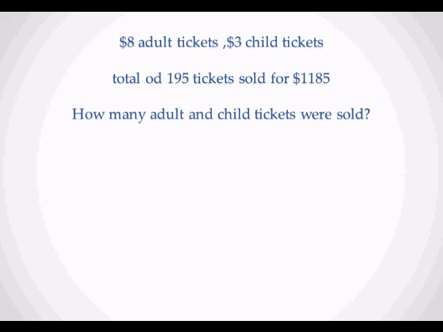All right. Adult tickets are $8, child tickets are $3. A total of 195 tickets sold for $1185. How many adult tickets and child tickets were sold?